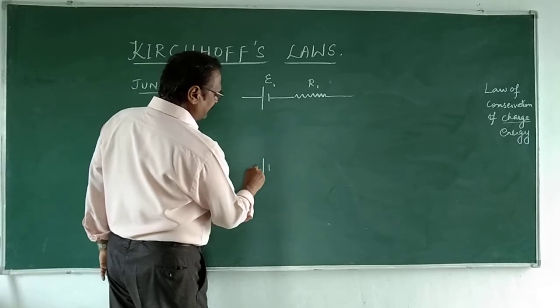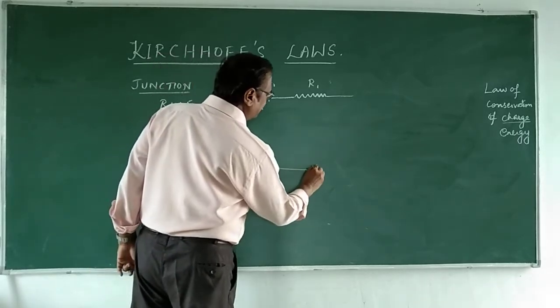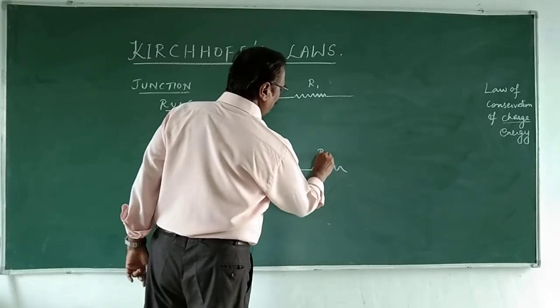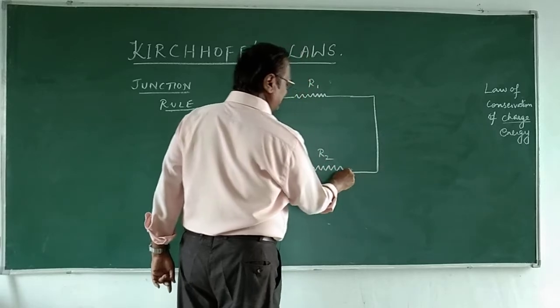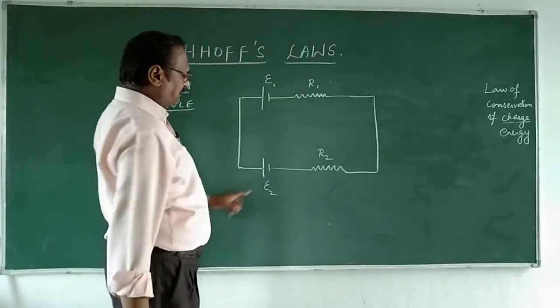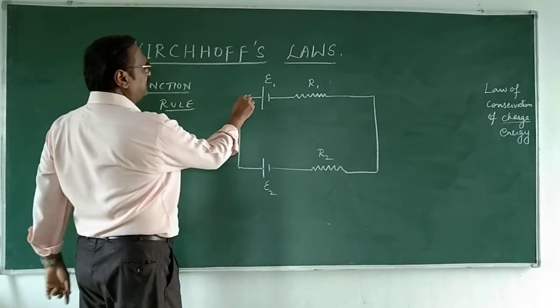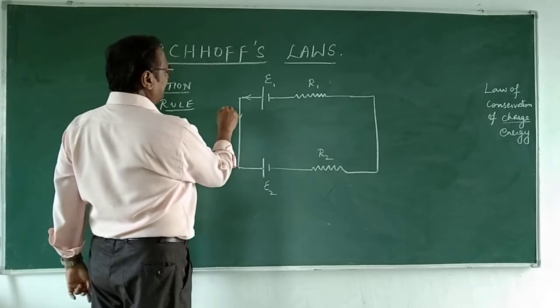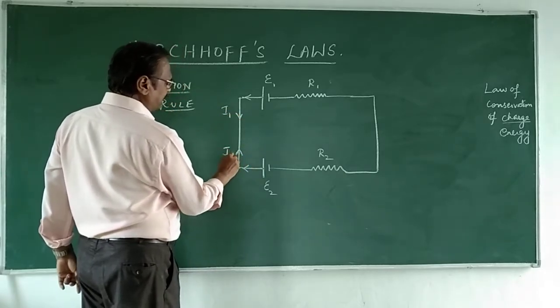Now I have another cell here, it is epsilon 2, and I have a resistance here, that is R2, and it is being connected like this. Let me complete it like this. This is epsilon 2, this is R2. Now, through this a current is coming out. Let us say the current is I1. Through this a current is coming out. Let us say this is I2.